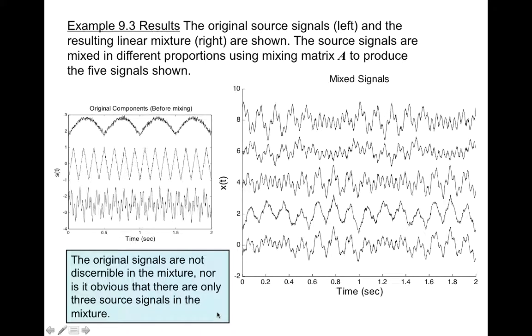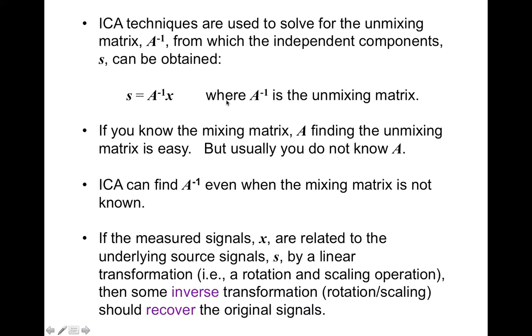When you look at the mixture, you absolutely can't see what the original signals would look like at all. This is like looking at an EEG data set thinking, what the heck do I have going on? ICA techniques are used to solve for this inverse matrix. If we could get the matrix A, we can invert it and have an unmixing matrix to give us our variables back. The problem is that usually you don't know what A is. That's what independent component analysis can do.